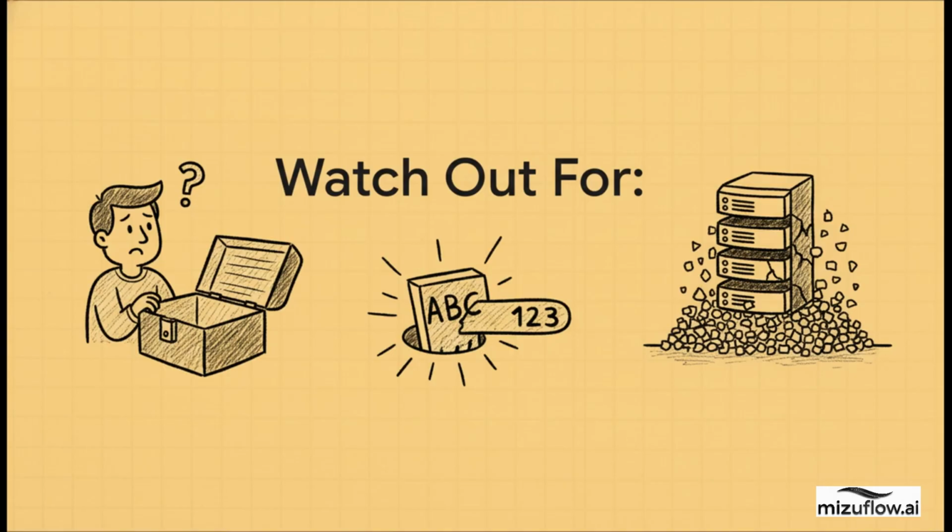Second is mismatched data types. This is when you try to do math on a column that Python thinks is just text. And third, if you're working with really big files, you might run into memory errors. But here's the good news. Every single one of these is a super common problem with a pretty simple fix. You'll get the hang of it fast.